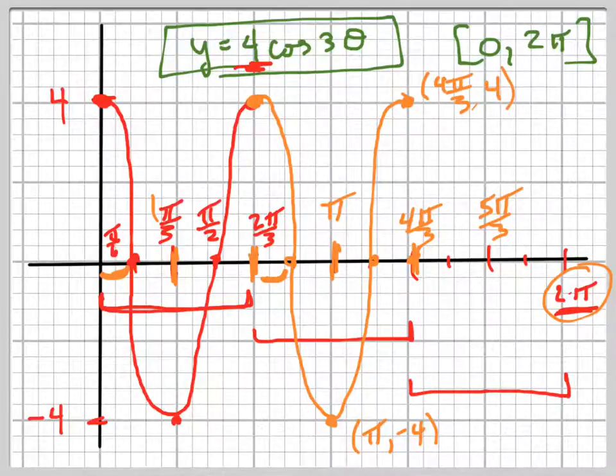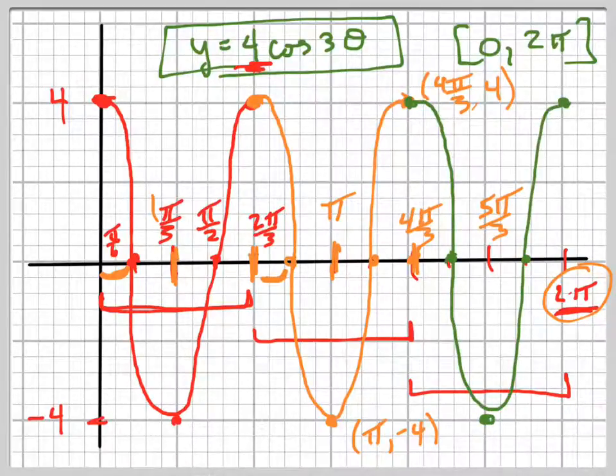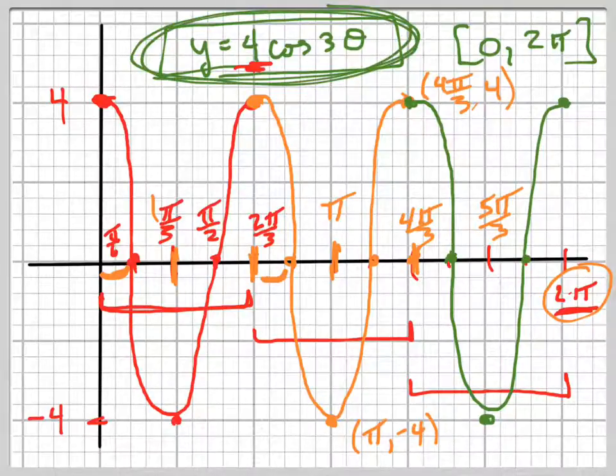I'll do the last one in green. I'm going to start here, end here, and go through the bottom right there, and go through the middle points there and there. So my graph's going to look like this. And there is this graph, the graph between 0 and 2 pi.